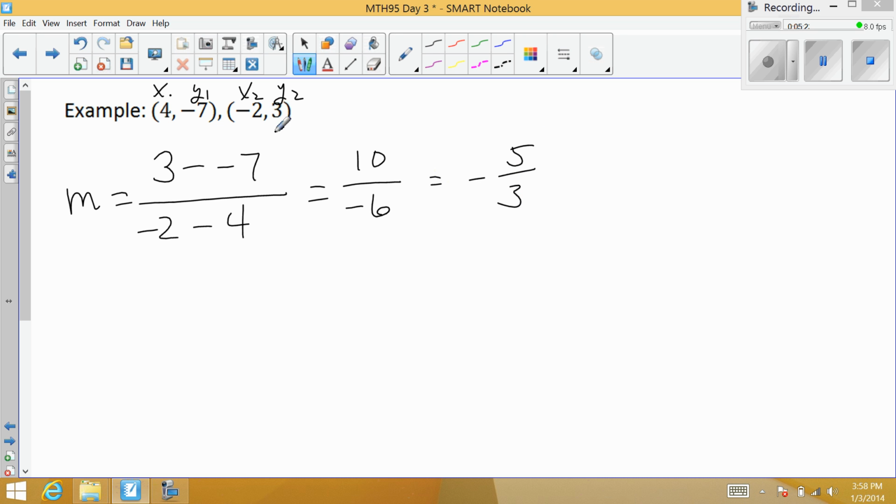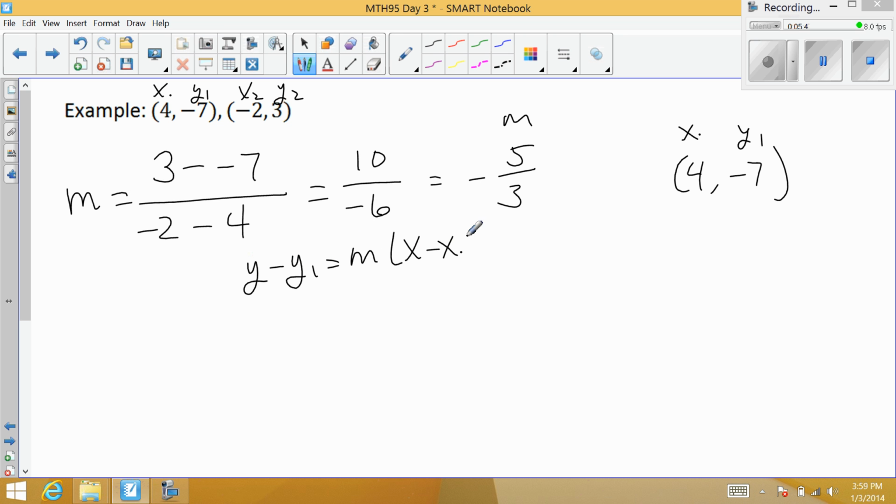Once we have the slope, pick one of the 2 points to work with. It doesn't matter which one. I don't really have a preference here. Let's go with the first point, this one. So we're going to use the point 4, negative 7 as our x1, y1. And of course, this is our slope m. And the formula we're using is y subtract y1 equals m times x subtract x1.